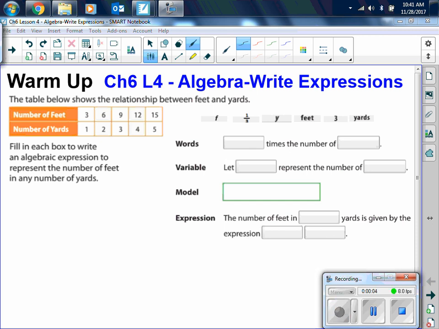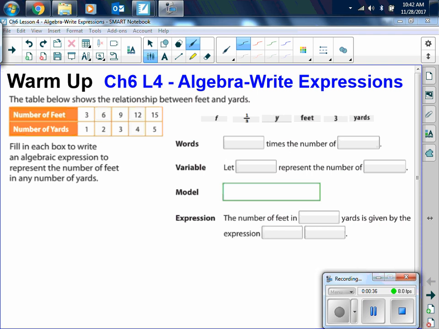Alright, so Chapter 6, Lesson 4 is write expressions. We're going to write algebraic expressions today. It says the table below shows the relationship between feet and yards. So here we've got the number of feet, 3, 6, 9, 12, 15, and the number of yards, 1, 2, 3, 4, 5. Okay? We want to fill in each box to write an algebraic expression to represent the number of feet in any number of yards.